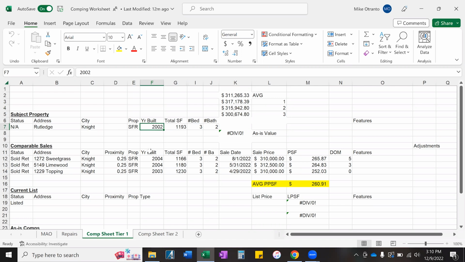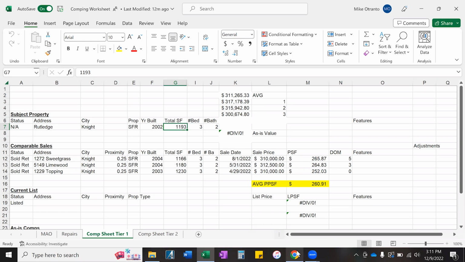Also, year built, 2002. Ideally, I want to stay within at least 5 years here. The newer it is, usually anything built after 2000, I want to stay within 5 years, but I will go to 10 if I have to. And as you can see down here for my comps, the other comps are within 2 or 3 years. So square footage, mine is 1193. This particular subdivision had a lot of comparable houses because the subdivision was built within 2 or 3 years. 3 beds, 2 baths. Okay, no problem.